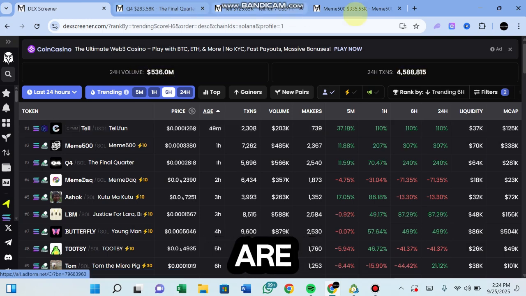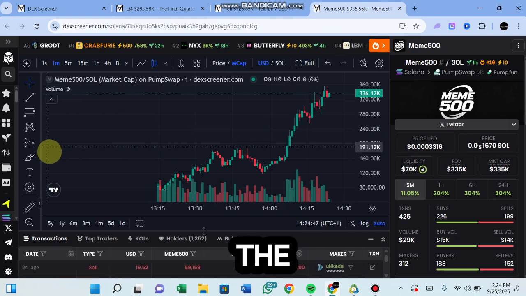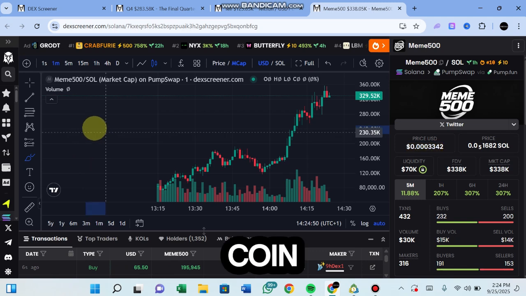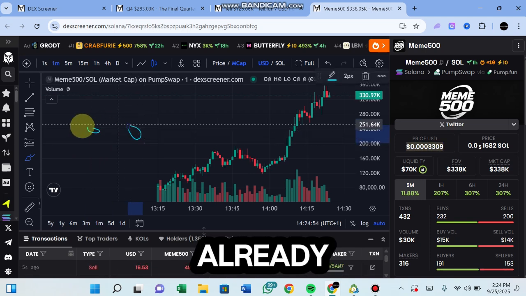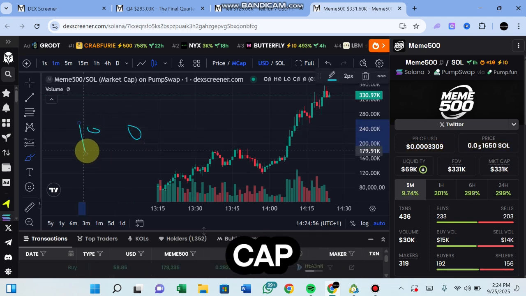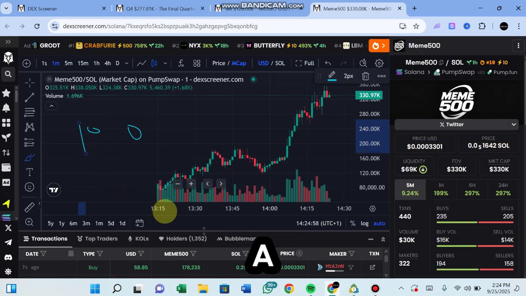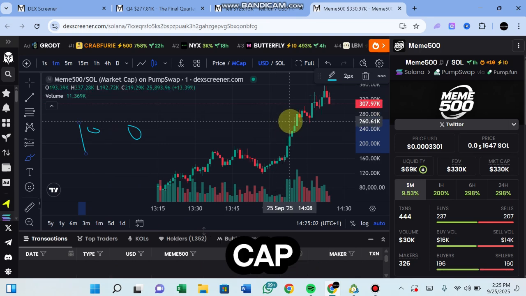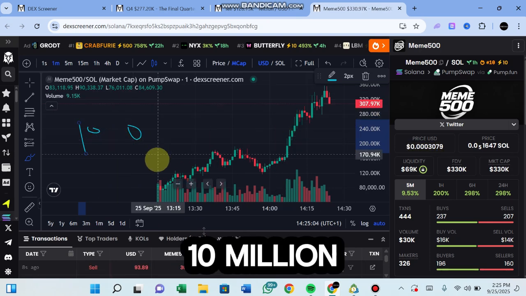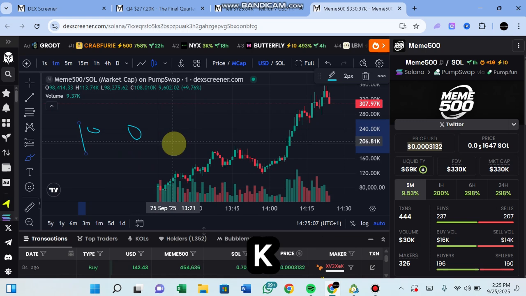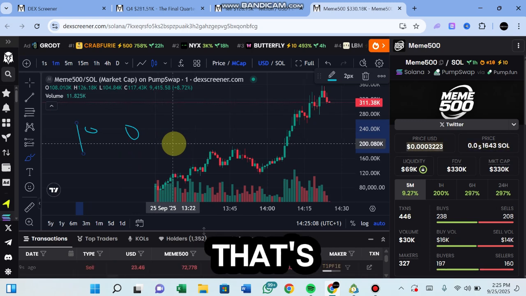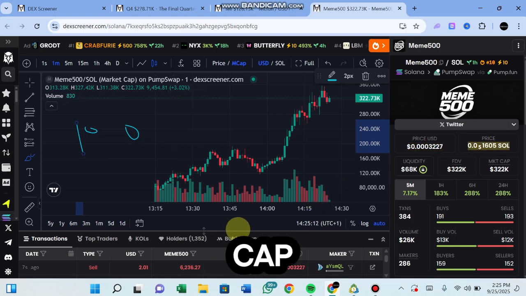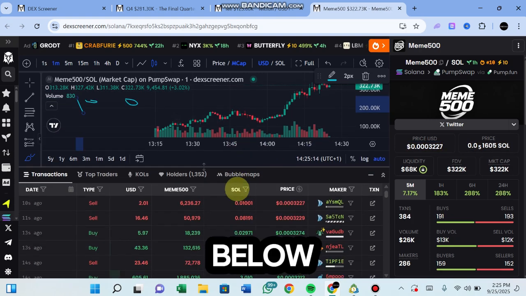You can also trade coins that are above 1 million market cap. But the reason why I prefer coins with lower market cap is because a coin at 100K market cap, if it goes to 1 million market cap, that is a 10x already. But a coin at 1 million market cap, if it goes to 10 million, that is 10x. But a coin at 100K market cap that goes to 1 million, that's like 100x. It makes much more sense if the market cap is very low. That's why I prefer coins with low market cap.